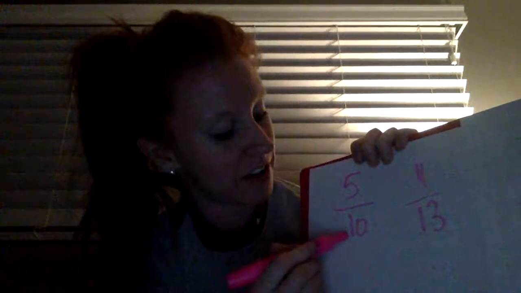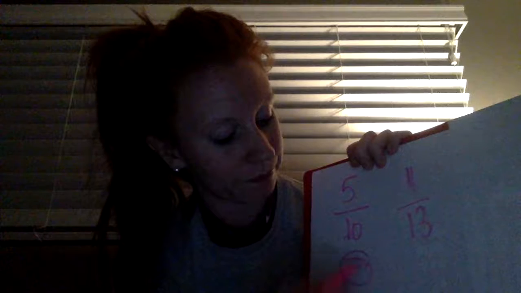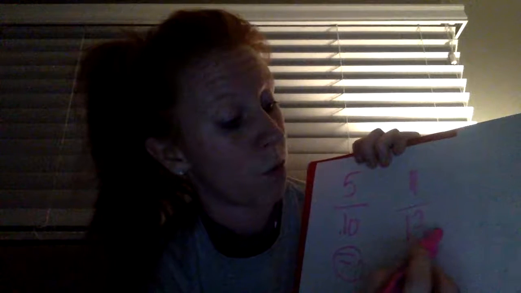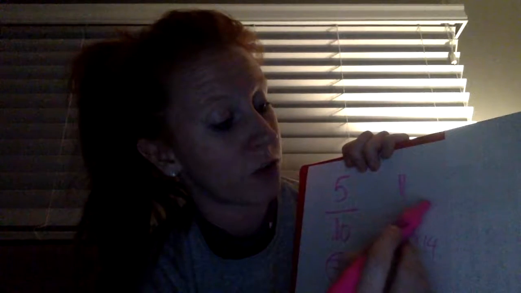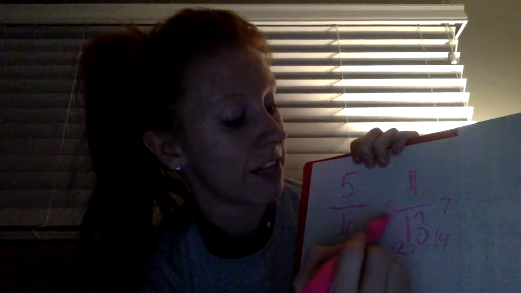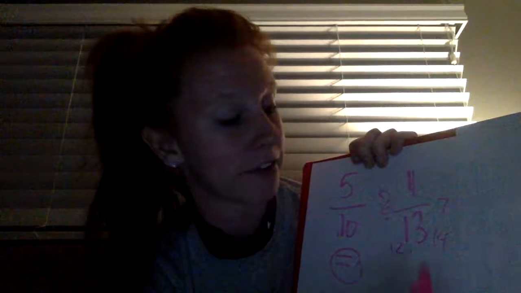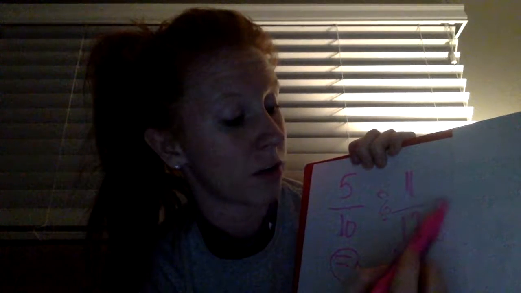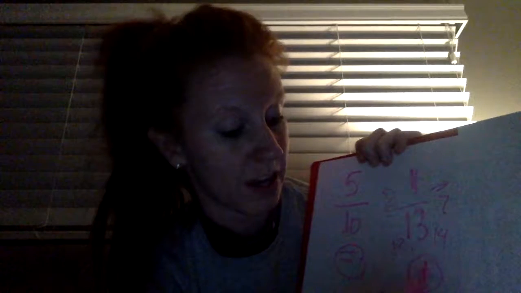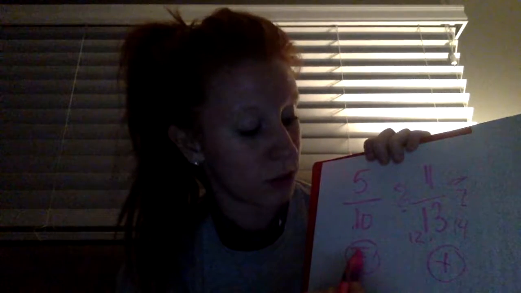Okay, 5/10. Look at the denominator. Half of 10 is 5, so this is equal to a half. Then we have 11/13. This is odd. So we have to do 1 more than 13 is 14. Half of 14 is 7. 1 less is 12. Half of 12 is 6. If 11 is 6 or less, it's going to be less than a half. If 11 is 7 or more, it's going to be more than a half. 11 is more than 7, so this is going to be more than a half. This is equal to a half. This is more than a half. 11/13 is greater than 5/10. Nice work.